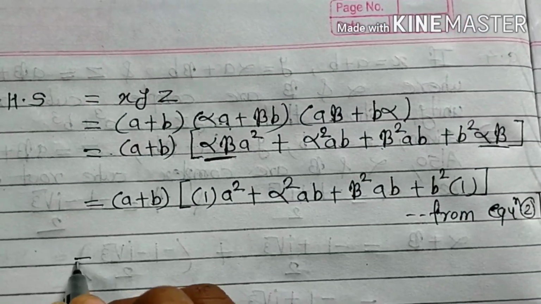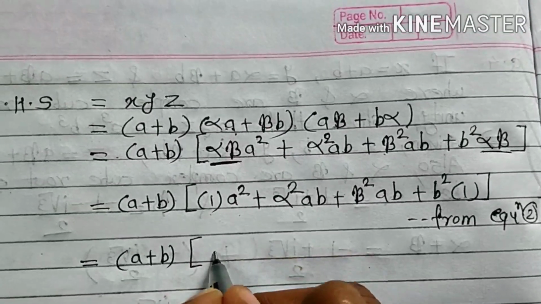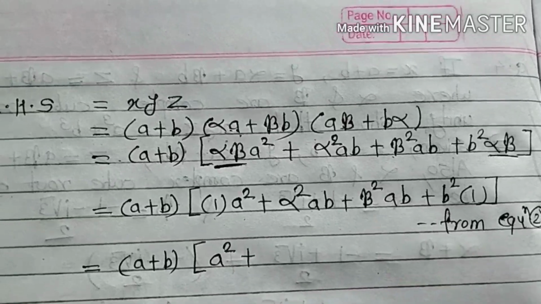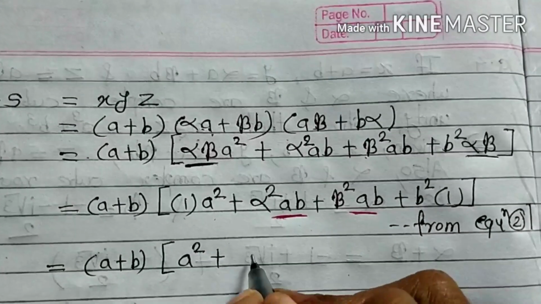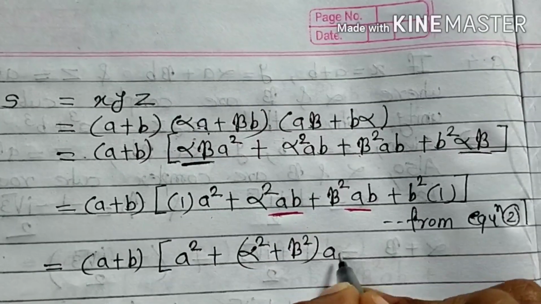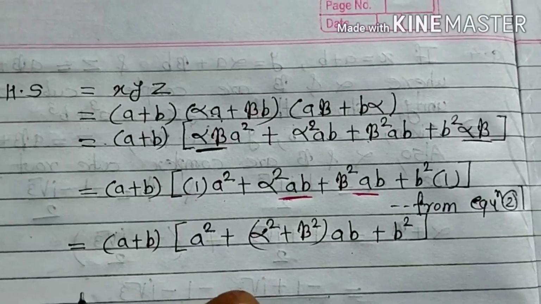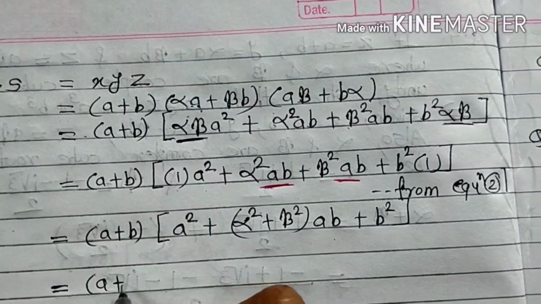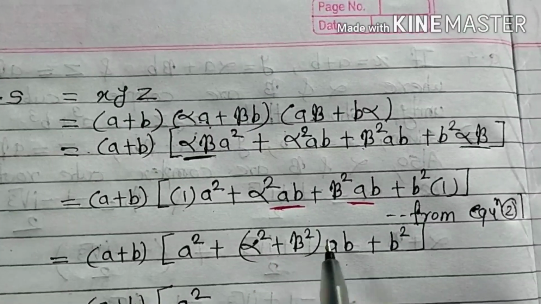Which is equal to a plus b, 1 into a square is a square, plus you can take ab common, so we get alpha square plus beta square into ab plus b square into 1, b square. Now this is a plus b and here is a square. Now alpha square plus beta square.